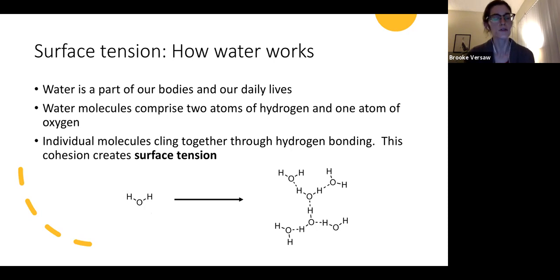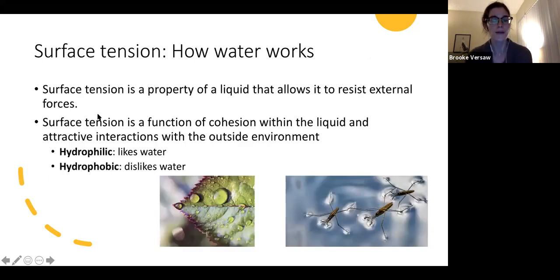But when you think about a solution of water, like the liquid you pour into a glass, you have many molecules of water, like the structure I've shown here on the right. And those kind of cling to each other through the hydrogen atoms, as I've shown here. And this is a sort of cohesive force that generates something that we call surface tension. And what that is really just a property of a liquid that allows it to resist an external force. And it's a function of cohesion within the liquid. So the water likes itself, but it's also modulated by interactions with the outside environment.